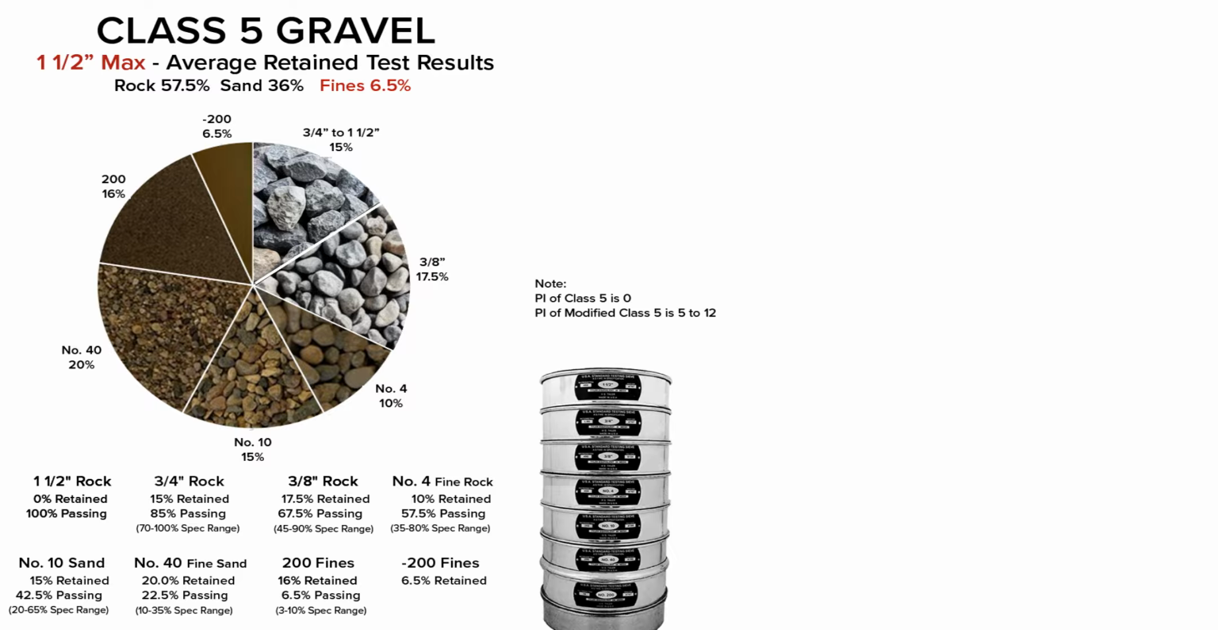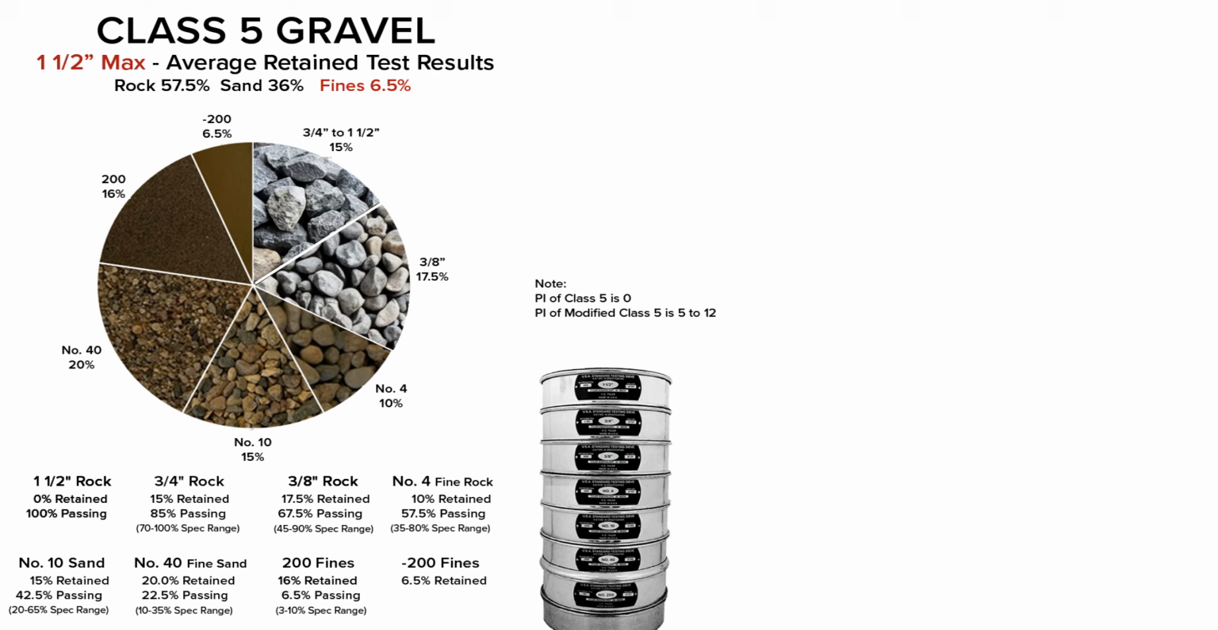1. The top-size rock, base layer strength, 1.5-inch sieve. Notice that 0% is retained, meaning everything in the mix is smaller than 1.5 inches. 3/4-inch sieve. Class 5 retains 15% of its weight in rocks between 3/4 inch and 1.5 inch. This larger stone is what gives Class 5 its strength as a base material.